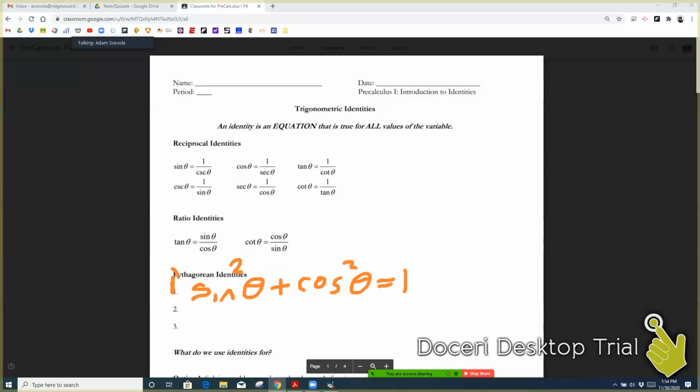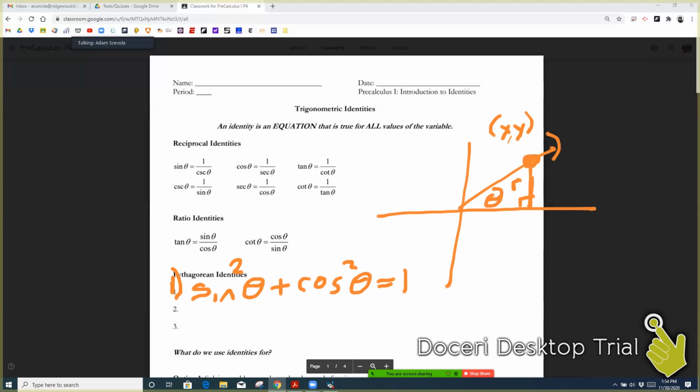If we think back to our definitions of sine, cosine, tangent, if this is an angle, and this is a point on our terminal side, x and y, and that's equal to r, the distance of the point from the origin, we know that x squared plus y squared is equal to r squared because that's the Pythagorean theorem. This would be the x coordinate of the right triangle, and this would be the y coordinate of the right triangle. So we know that x squared plus y squared is equal to r squared.